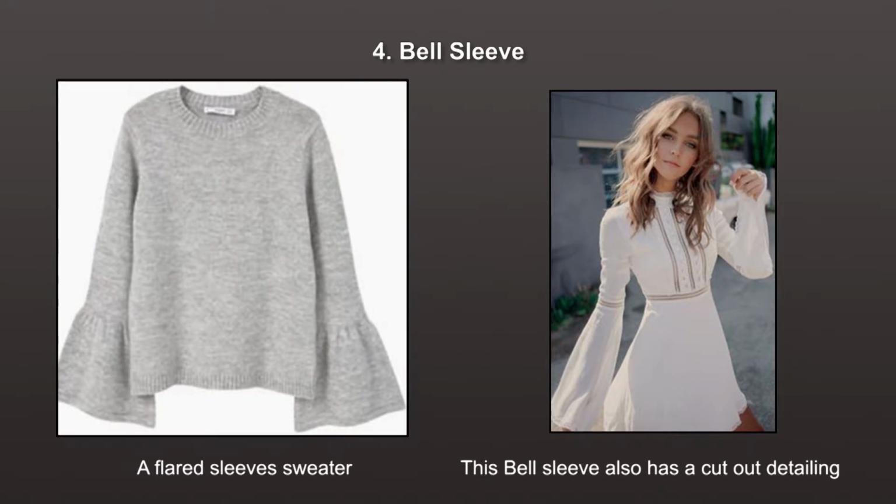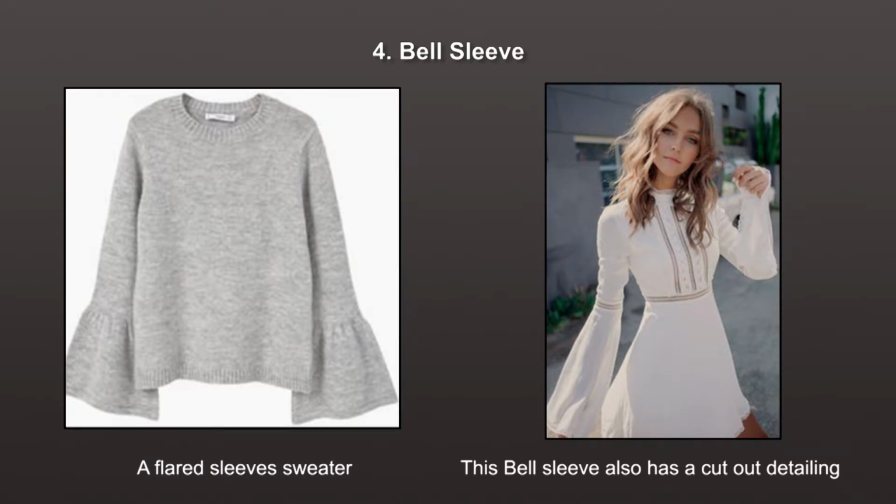This sweater with flared sleeves is from Mango. Mango is a Spanish clothing and manufacturing company. Mango has its retail outlets around the world. In this case, the bell sleeve achieves its fullness by the usage of gathers.